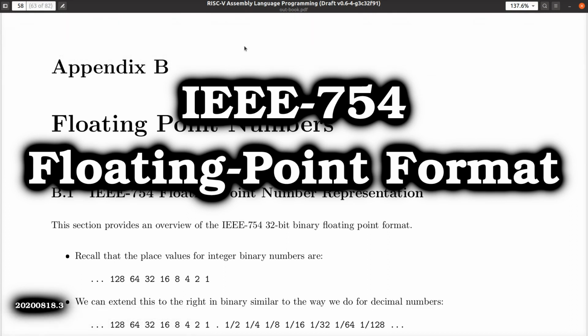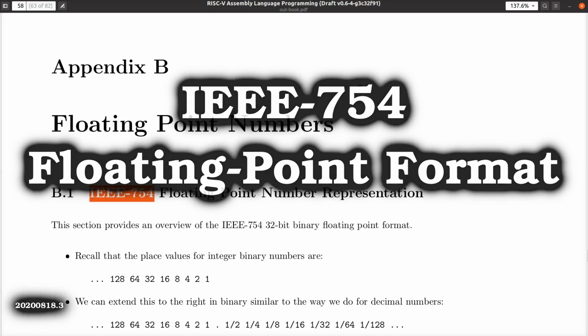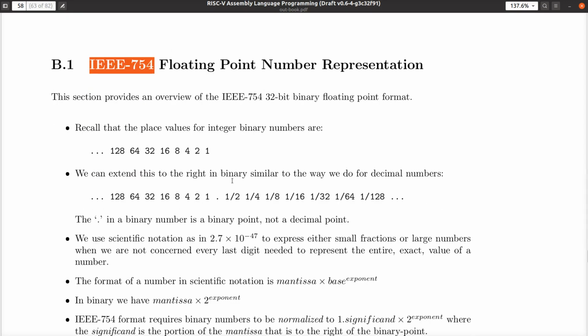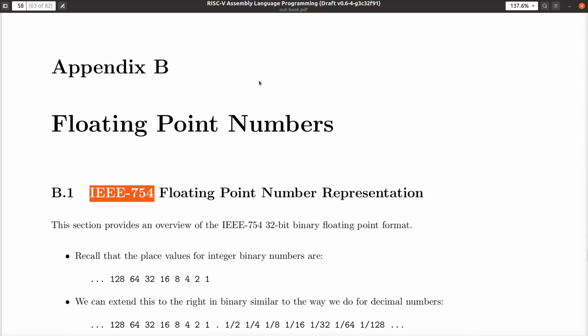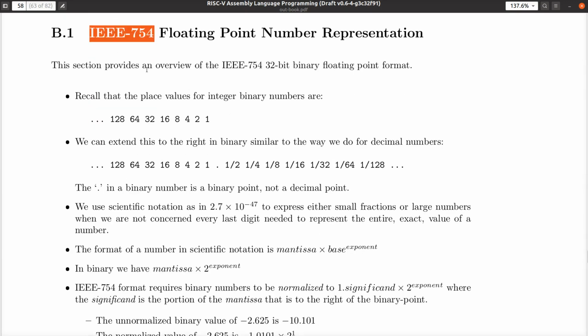Hey, John here. Let's look at how we represent floating point numbers using the IEEE 754 representation scheme. All right, so these are notes coming from my RVLP manuscript. I'll put a link to it below this video or in my course website. All right, what are we going to do here?